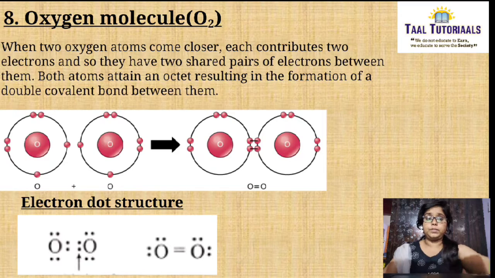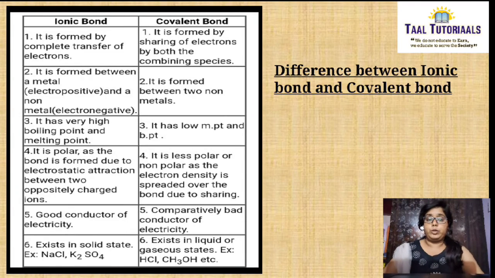Then comes the difference between ionic bond and covalent bond. See, till now we have learnt about ionic bond and compounds under ionic bond, and covalent bond and compounds under covalent bond, and how they are formed. These are all things we studied, and the conditions for the ionic bond to form and conditions for covalent bond to form also we have learnt. Now we will see the differences between ionic bond and covalent bond.